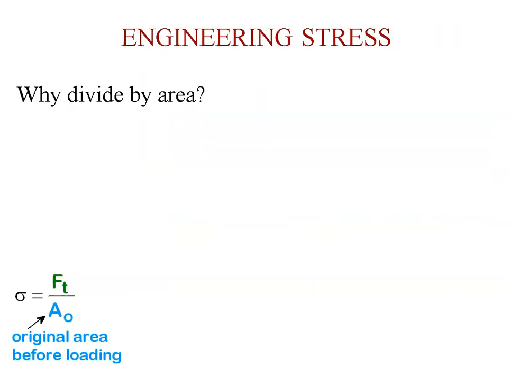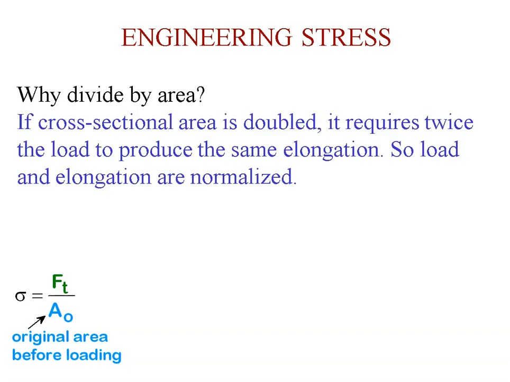In our definition of engineering stress, why do you think we are dividing by the area? Why don't we just call the engineering stress the load that's being applied? Well, basically, you could imagine that if the cross-sectional area were to be doubled, it would require twice the load in order to produce the same effects, that is, the same elongation or the same compression. So you need to normalize the load by the cross-sectional area that the load is being applied over. That's what we call engineering stress.